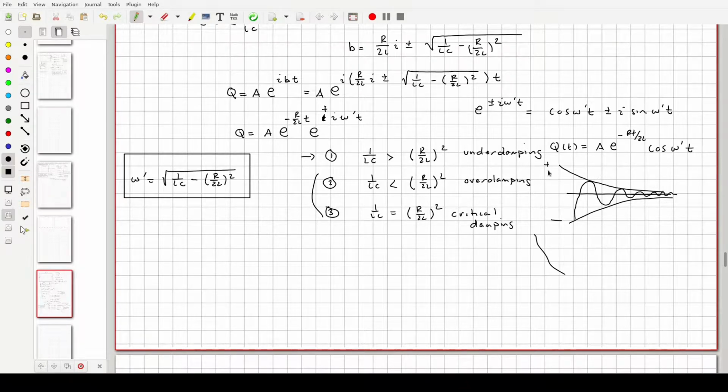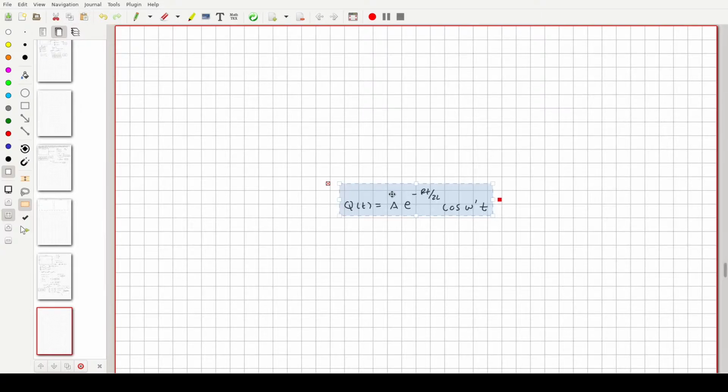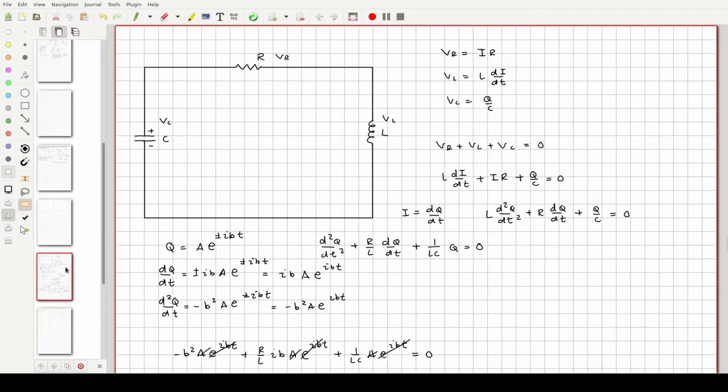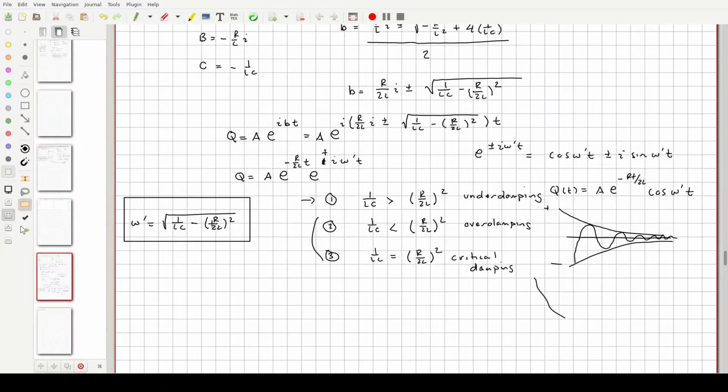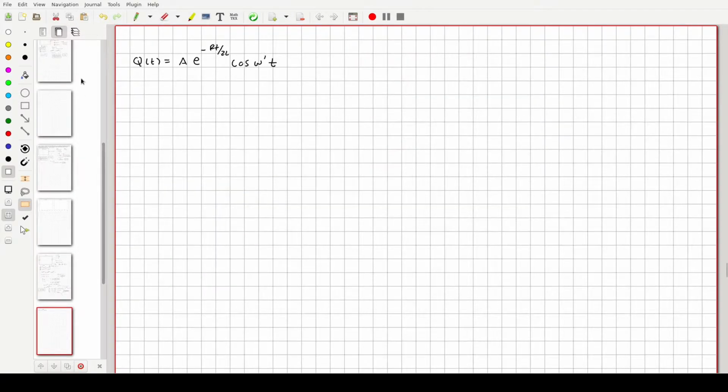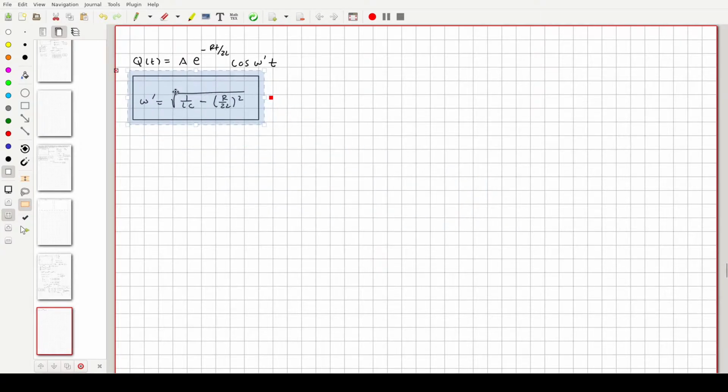Okay, so let me take that solution there real quick. I'm going to go to another page over here and paste it. I also want to grab my omega. Right there. And like I said, the assumption that we're making is that this leading term, this 1 over LC, is greater than this, so that you're able to have this thing not overdamp, but underdamp. So this right here is our charge as a function of time.